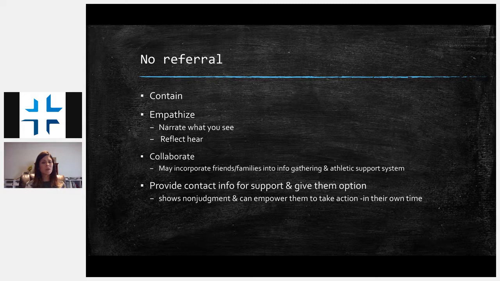And that's where, don't be afraid to collaborate if it's okay. You may check with the person, and make sure that if you're going to collaborate with other individuals, it's okay with them and that it's the right individuals. A parent isn't always the best person to go to. Sometimes it can be about the parent. Have some resources on hand to provide with them.